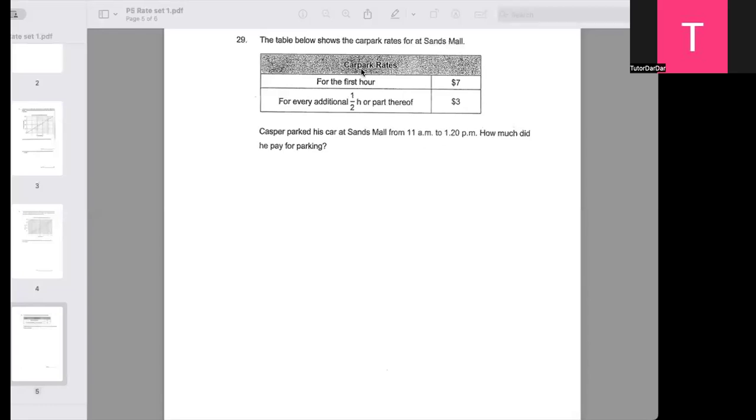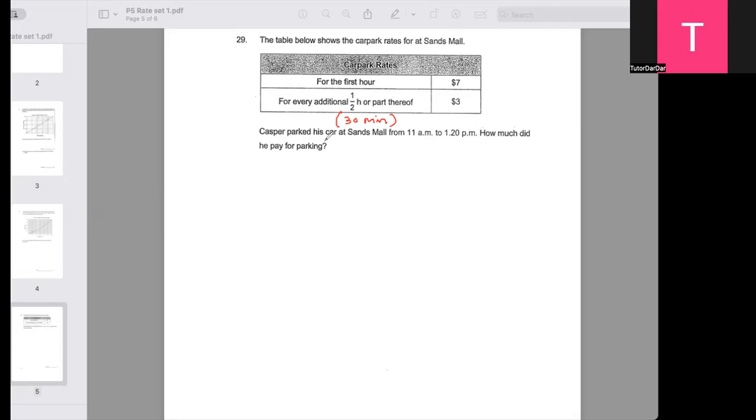The table below shows the carpark rates at Sands Mall. So the carpark rates are, for the first hour, you have to pay $7. For every additional half an hour, that means 30 minutes, or part thereof, is $3. So this is 30 minutes. Every 30 minutes, when you are parking there, you have to pay $3.